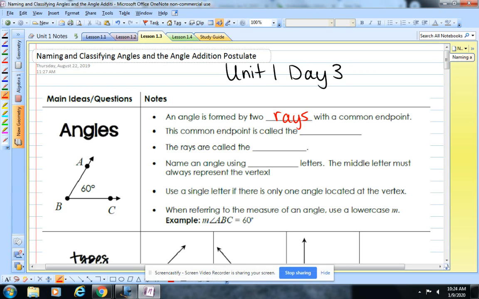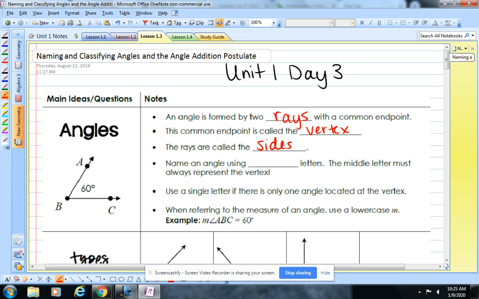All right. The endpoint that they have in common is called the vertex. So the point where the two rays meet is called the vertex. So we see over here, in this example they gave us, B right here is the vertex. Okay? On mine, if I draw a ray off of that, my A will be the vertex. Okay? The actual rays are called the sides of the angles. So the vertex is the endpoint in the middle of both the rays. The actual rays make up the sides of the angle. So this middle is the vertex. The two rays make up the sides. Okay?